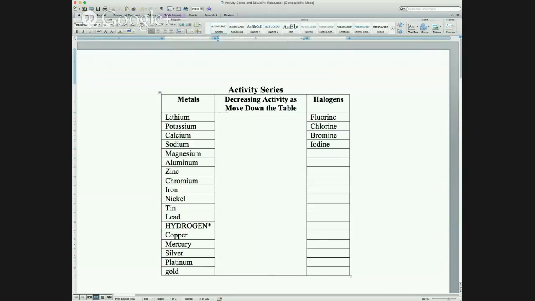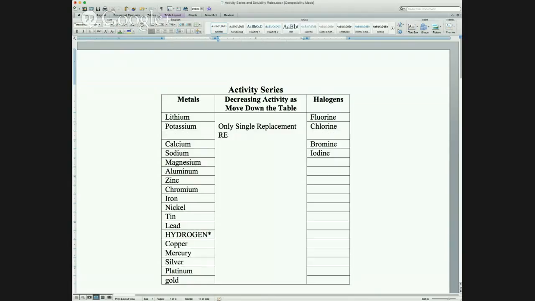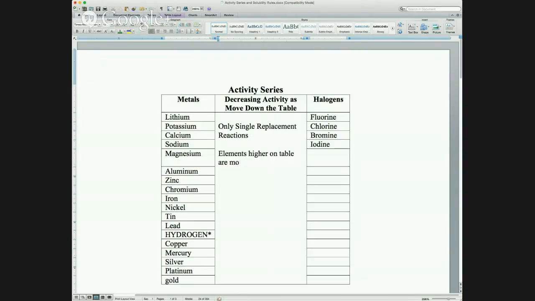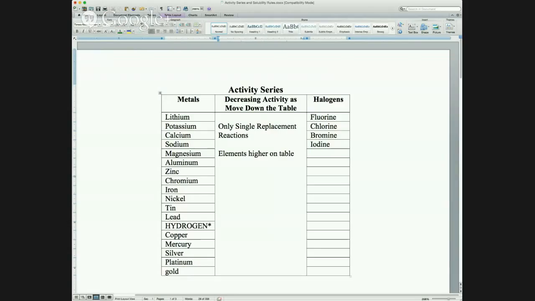The activity series. I'm going to write some stuff right in here. Only single replacement reactions. Something else you should take in when you look at this: elements higher on the table are more reactive. So if you look at this, fluorine is much more reactive than chlorine, bromine, or iodine.